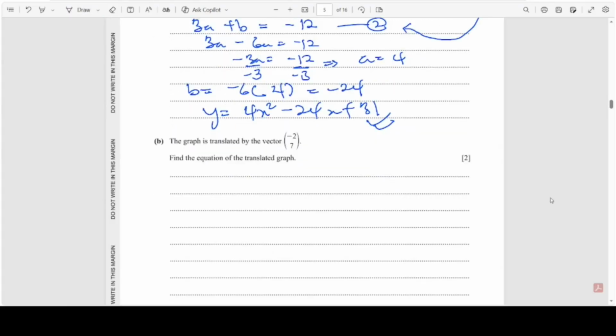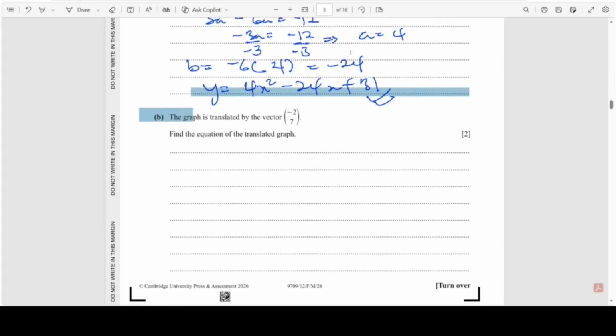Now question 3b, the graph is translated by the vector negative 2, 7. Find the equation of the translated graph. So we already have the graph that we're talking about. So that's the previous graph we have over here. But first of all, let's talk about translation of functions.